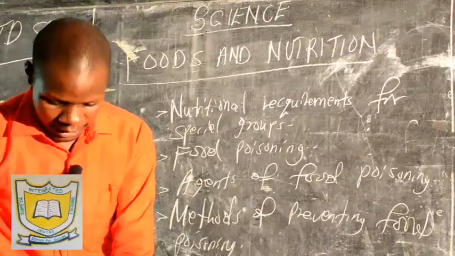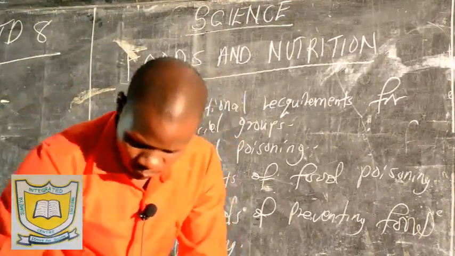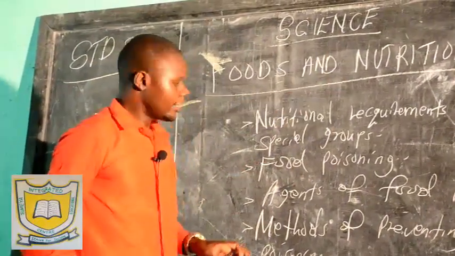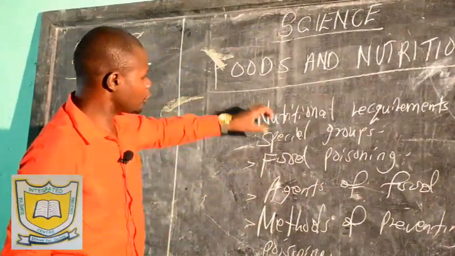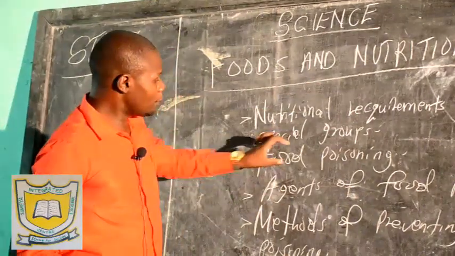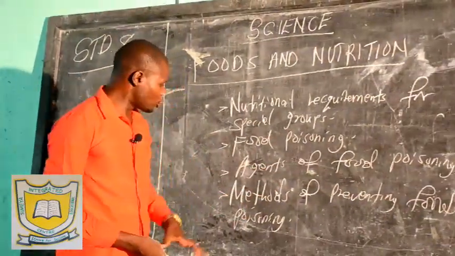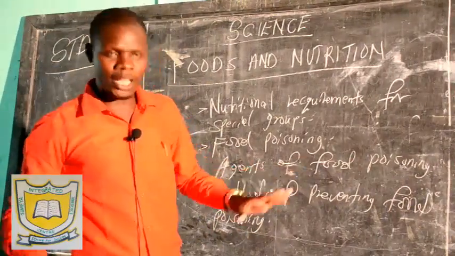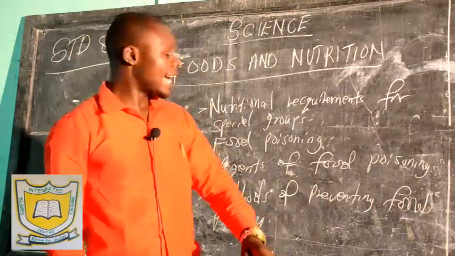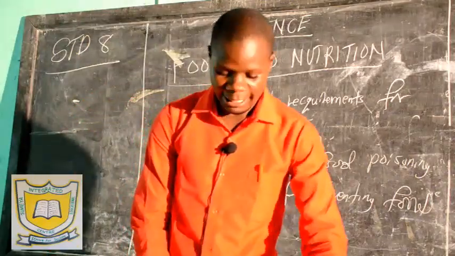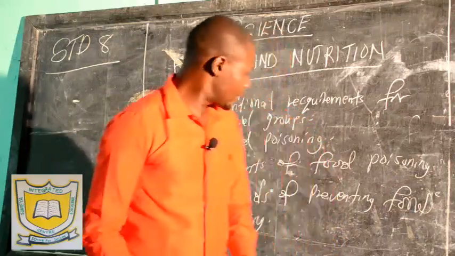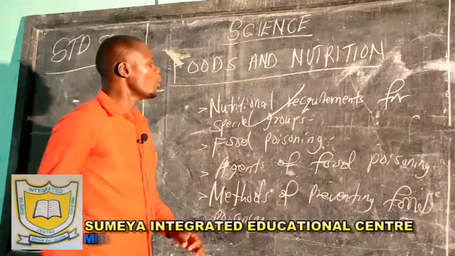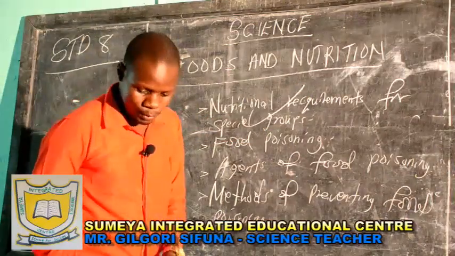Good. Now, after that point, we will have covered everything concerning food and nutrition. After covering nutritional requirements for special groups, food poisoning, agents of food poisoning, and methods of preventing food poisoning, you will have covered everything concerning foods and nutrition in primary level. Now, to start with, this one I will cover later. Let me start with the first one, nutritional requirement for special groups.